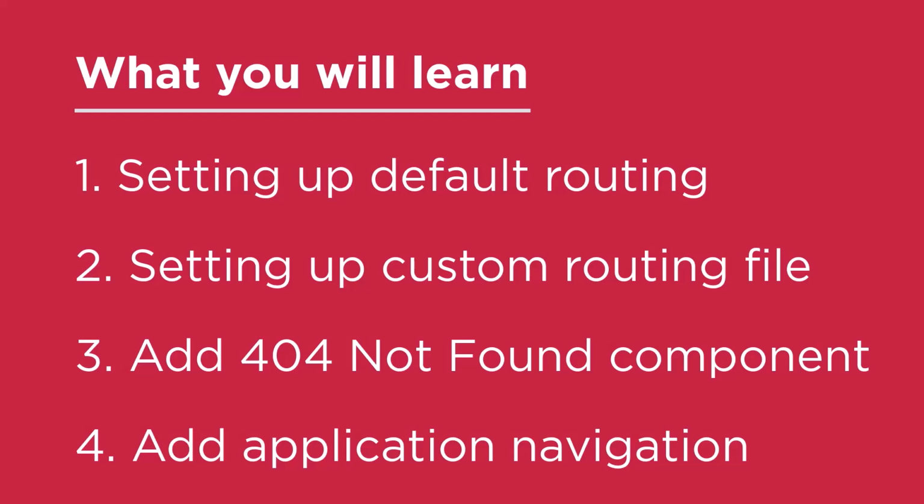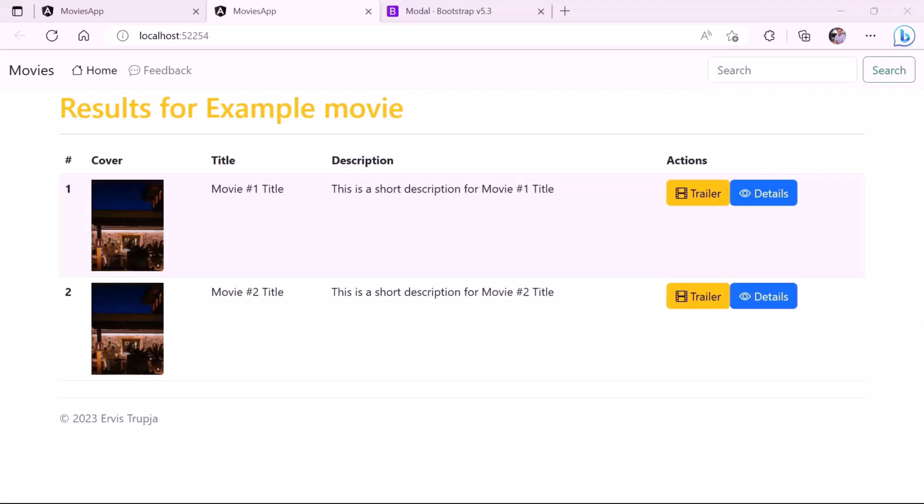Like for example, whenever we have the details button, we want to call the movie details page. Whenever we click the search button, we want to call the search page, etc. You'll also learn about getting the route parameters from a URL. So let us start with the first section, which is to set up the default routing in an Angular application.